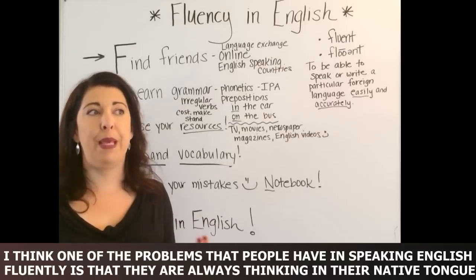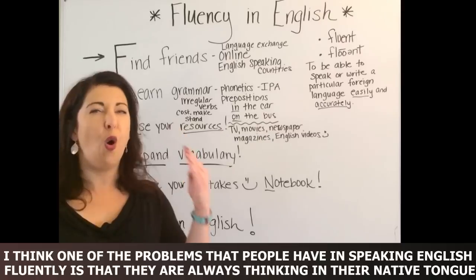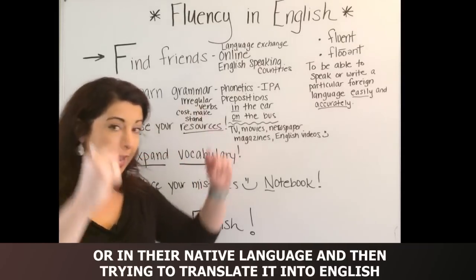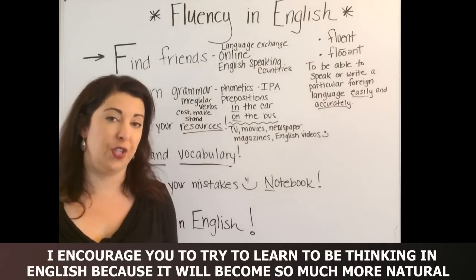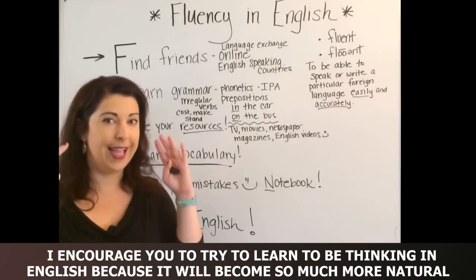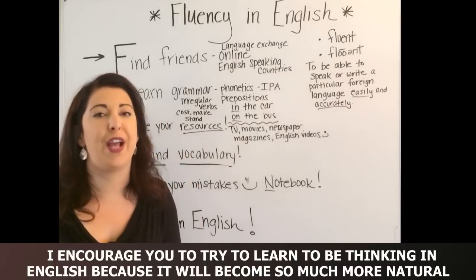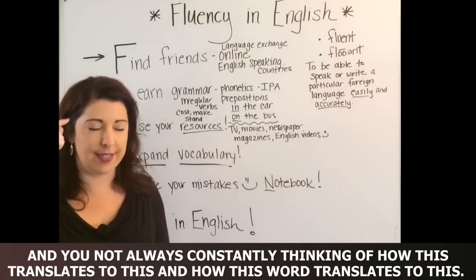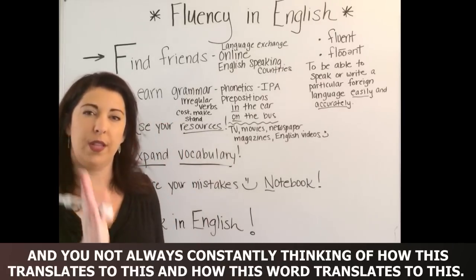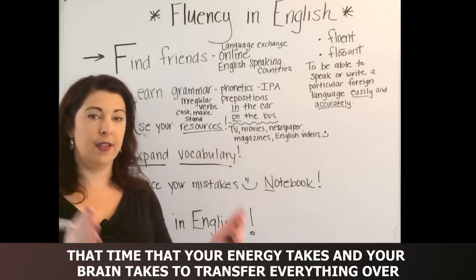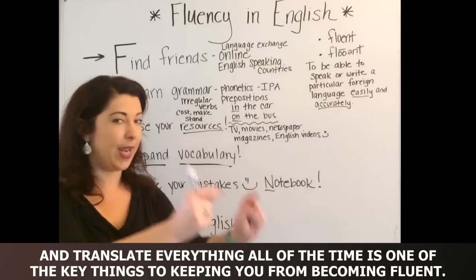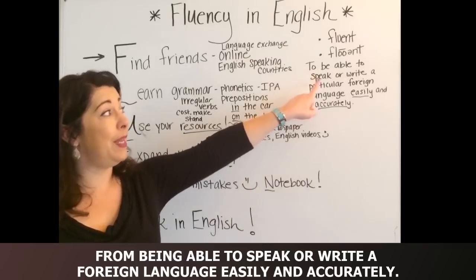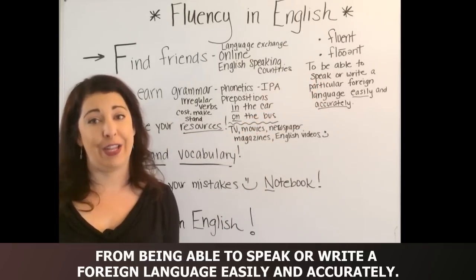I think one of the problems that people have in speaking English fluently is that they are always thinking in their native tongue or in their native language and then trying to translate it into English. I encourage you to try to learn to be thinking in English because it will become so much more natural and you will speak it more naturally like your native language when you can think it and you're not constantly thinking of how this translates to this and what word this translates to this. That time that your energy takes and your brain takes to transfer everything over and translate everything all of the time is one of the key things keeping you from becoming fluent, from being able to speak or write a foreign language easily and accurately.